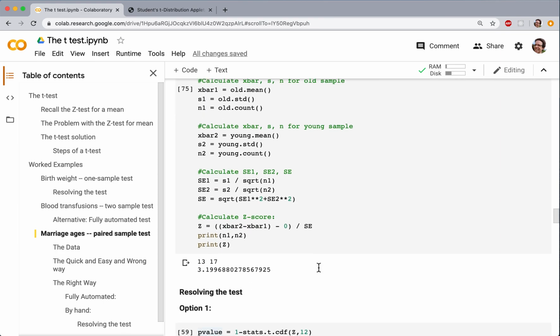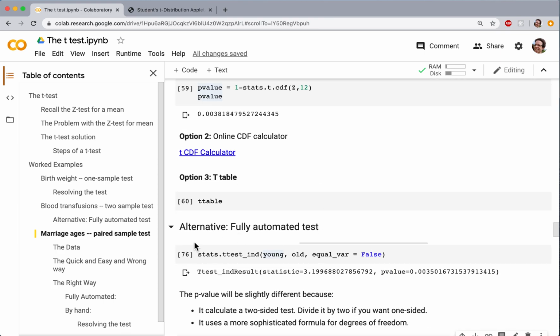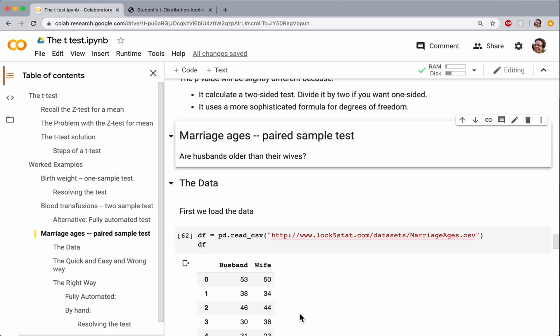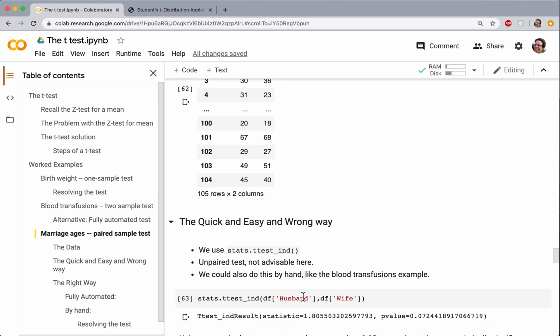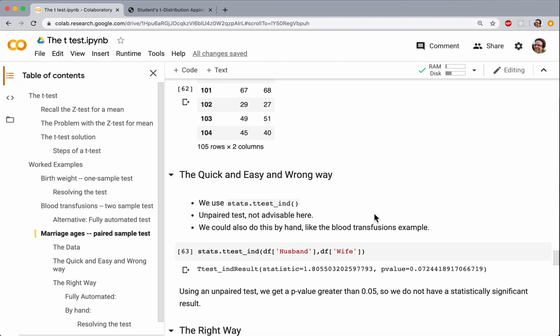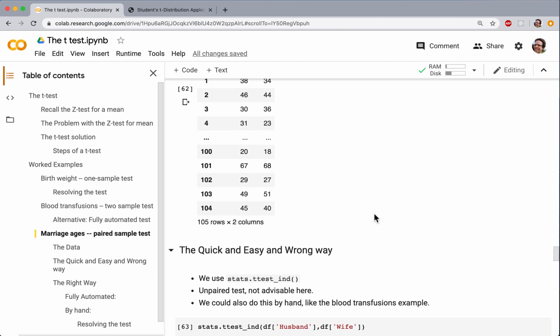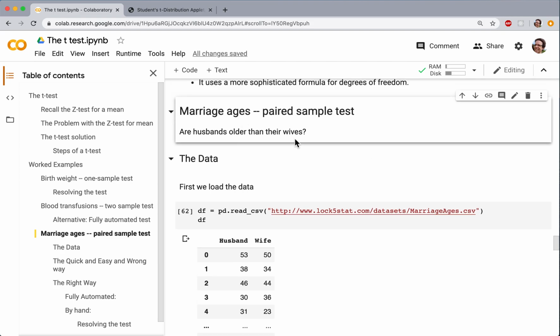That would be fine. Or we could automate the thing, and we could just calculate it directly using a t-test for independent samples. And that's what I did here. So this is the quick and easy and wrong way to address this hypothesis. Again, let me remind you, the hypothesis is husbands are older than their wives. And the null hypothesis would be that the average age of the husbands and the average age of the wives will be equal.